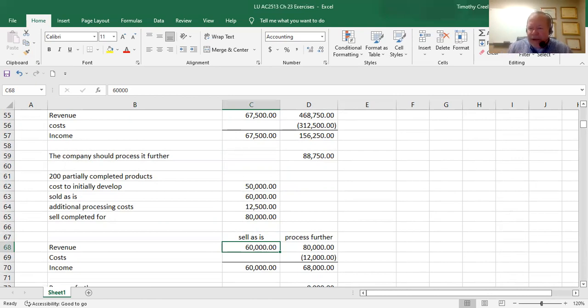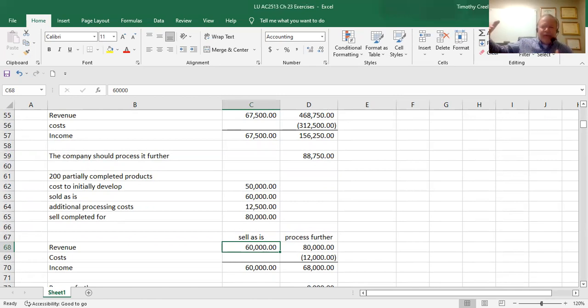So based on the nature of a business, sometimes a company might be forced to sell as is. And they do need to revisit this often because sometimes market factors might change. As supply and demand goes, if there's more demand for sell as is, they might be better off to sell as is versus processing further. And so sometimes the demand might change for those as well.